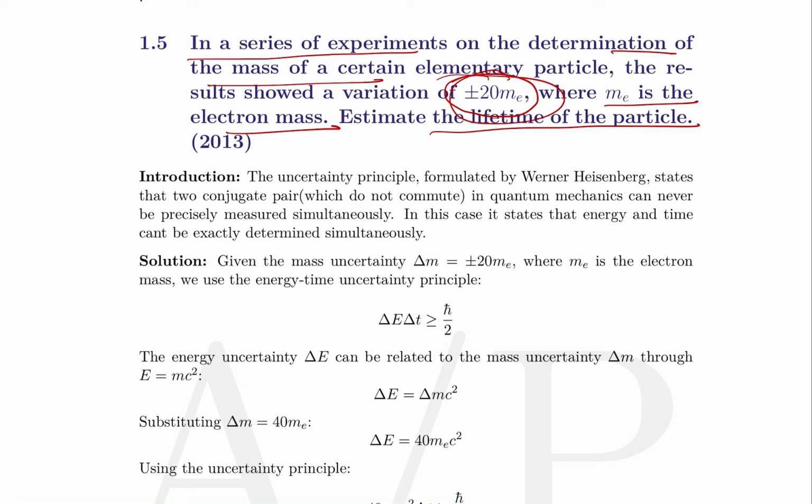So from this variation in the mass and estimating the lifetime of the particle, suddenly a thought in your mind should strike: what do we have to apply? Just think for 5 seconds in your mind. So we have to apply the uncertainty principle again. So this is a question again from the Heisenberg uncertainty principle.